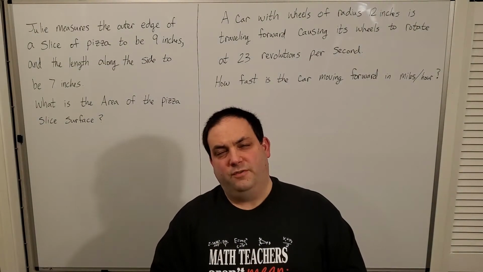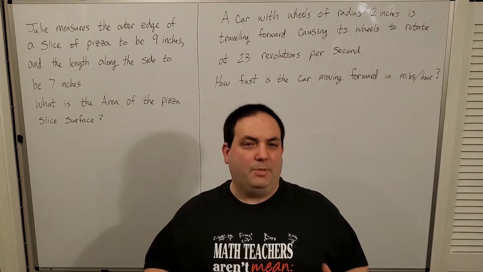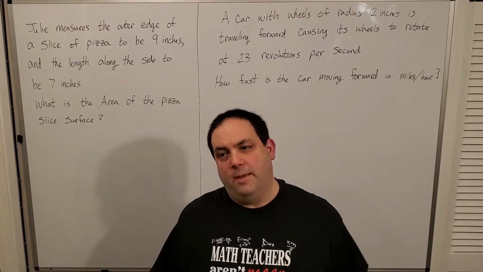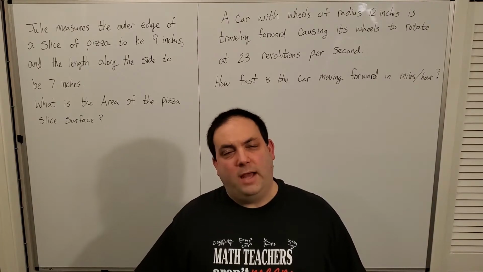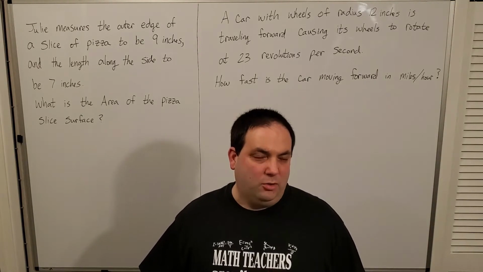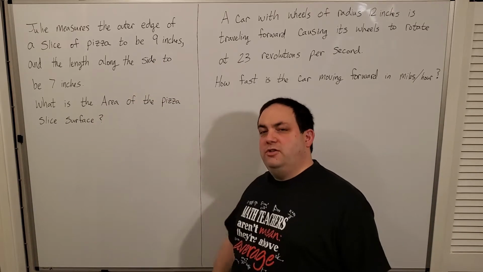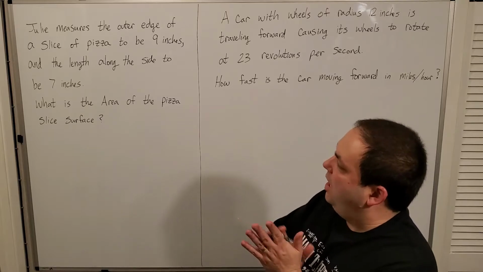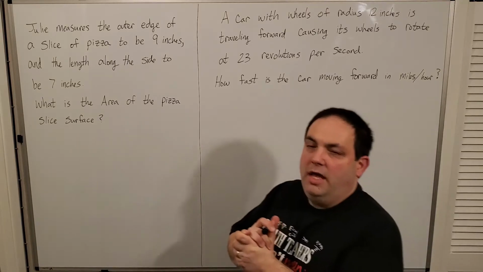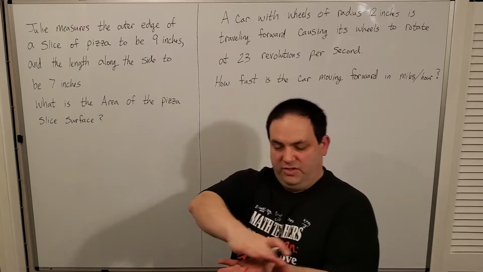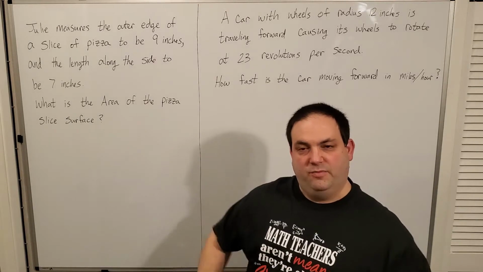Now it's time to finish up with all of the application problems that deal with either angles or triangles and things like that. Here are two arc applications using angle terminology, right? So Julie measures the outer edge of a slice of pizza to be 9 inches and the length along the side to be 7 inches. And they want us to find the area of the surface on top of the slice of pizza.